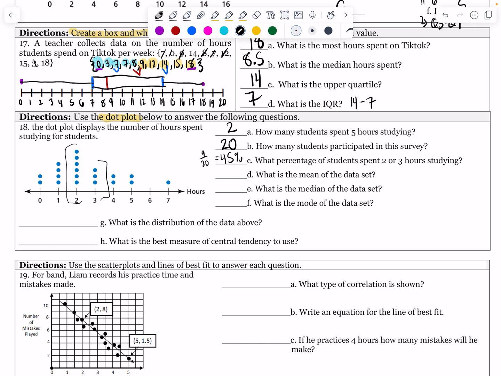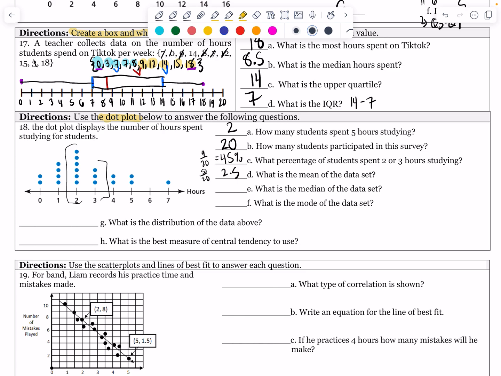What is the mean of the set of data? We'd add them all up and divide by the total number, so we'd say 50 over 20. When you add all these hours up, 50 over 20 is going to give me 2.5 as our mean. And so what is our median?